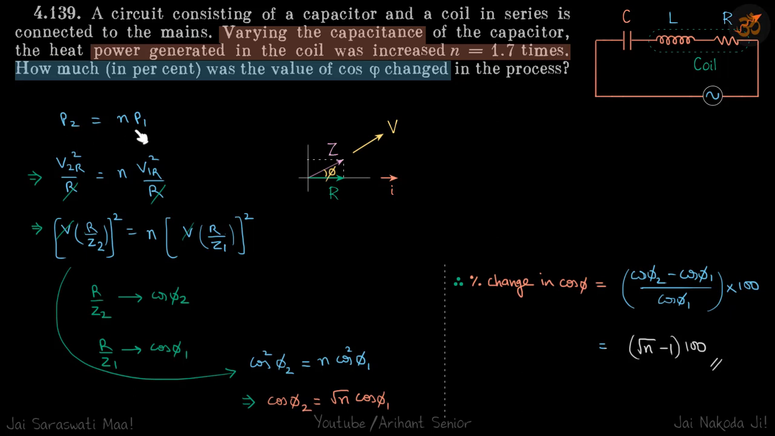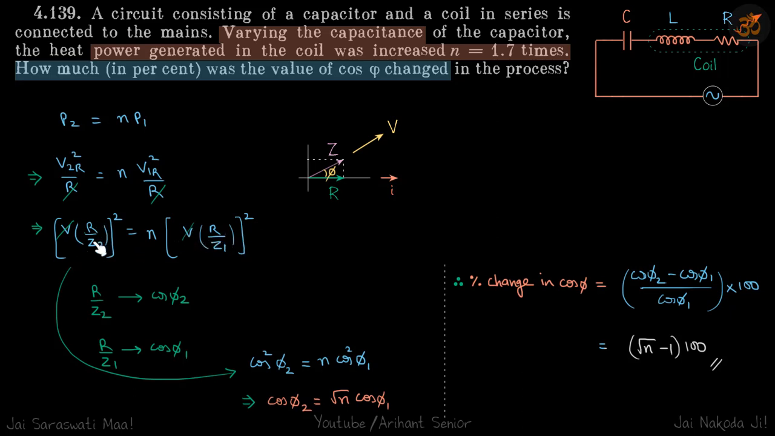Now let's start with what's given. So P2 is equal to n times P1. So here the capacitance is changed. So the voltage across the resistor in the second case, whole square by R, is equal to n times the voltage across the resistor square by R in the first case. Now what is the voltage across R? That is V into R by Z. Z is changed, so let's call it Z2. R is still the same. So V2R square becomes V into R by Z2 whole square, is equal to n times the voltage across the resistor in the first case, which is V into R by Z1 whole square.